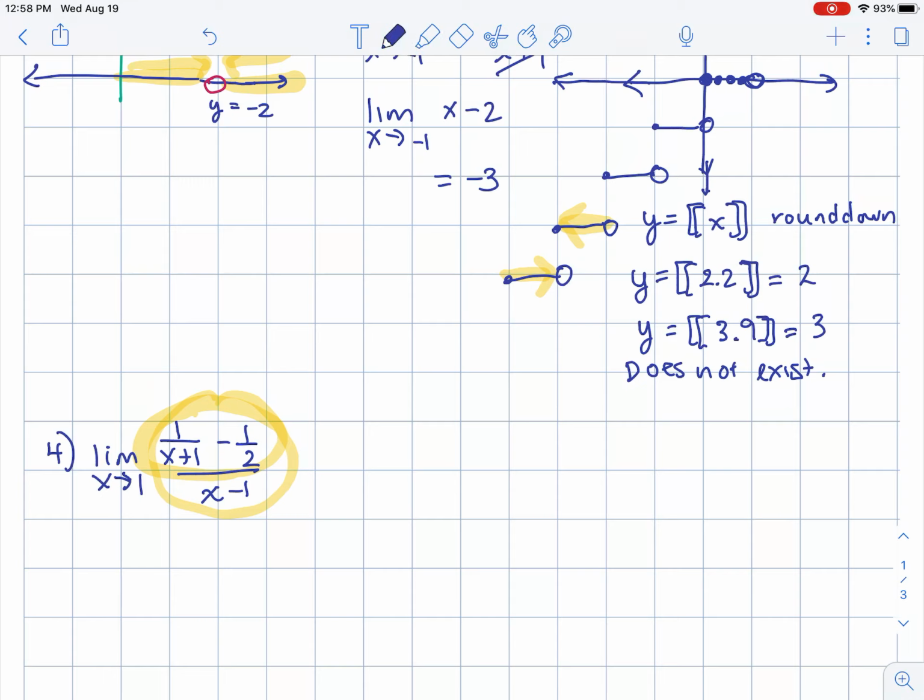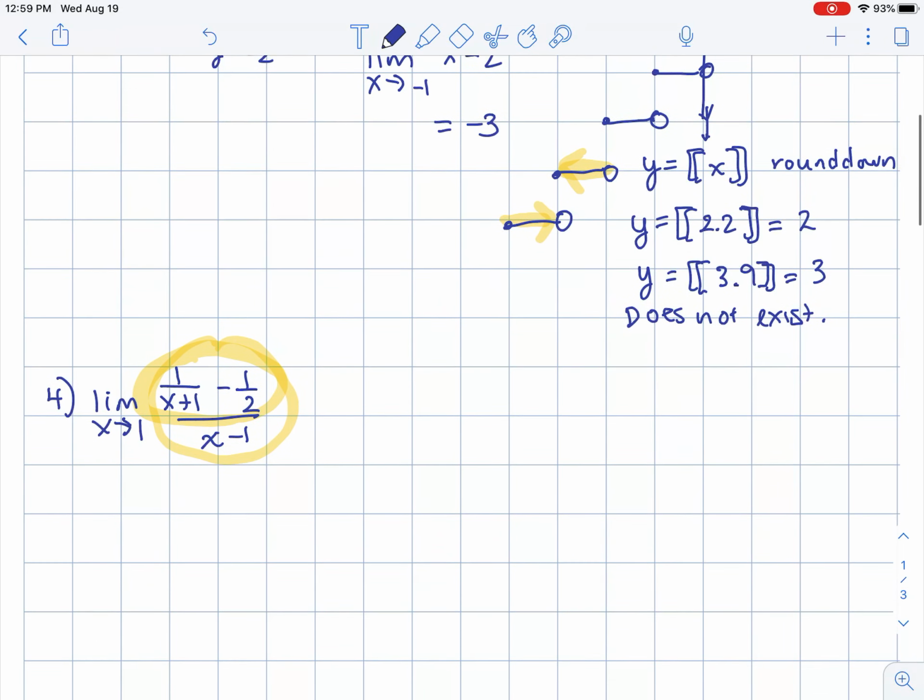I want you to go ahead and hit pause on the video and see if you can work out this problem. I'll show the solution and work it out after you've had a chance to enter in the answer and do your best to simplify that fraction. So remember, the strategy always is to simplify and then resubstitute back in once you've simplified algebraically.